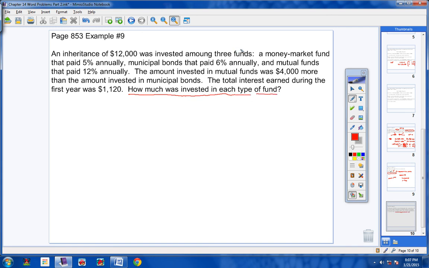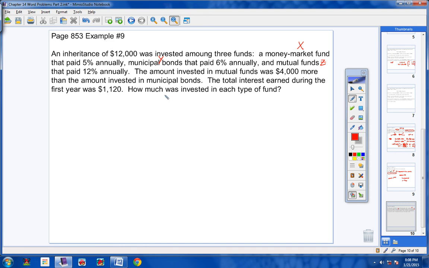How many funds do I have? 3. So how many unknowns am I going to have? 3. So I'm probably going to need 3 equations. Now, let's give variables to our unknowns. Let's call the money market fund X. Let's call the municipal bonds Y. And let's call the mutual funds Z. Now, you're probably kind of new to this, although you might have done some of these in Algebra 2. But we need to come up with 3 equations because we have 3 unknowns.